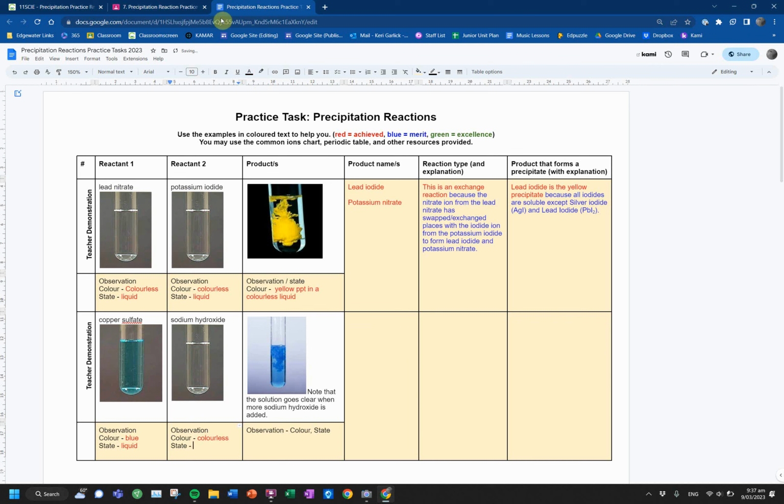Colorless. Again, I'm writing this in red because it's an achieved requirement. You need this to pass. All right, state. Liquid, solid, liquid, gas? We are thinking liquid.